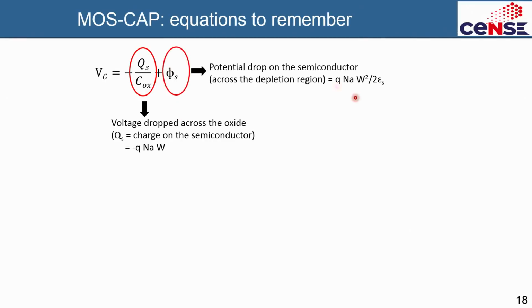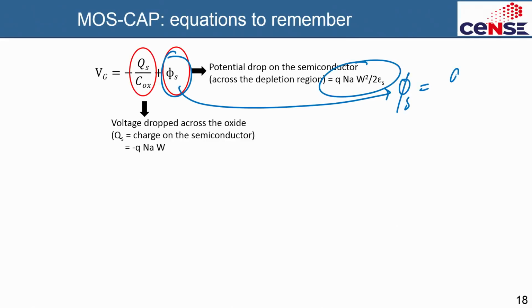I have told you that this is the potential drop across the semiconductor. If you remember this quantity, I will tell you again. Let me write this down. The potential drop here is psi_s, which is equal to q N_A W_D squared by 2 epsilon.